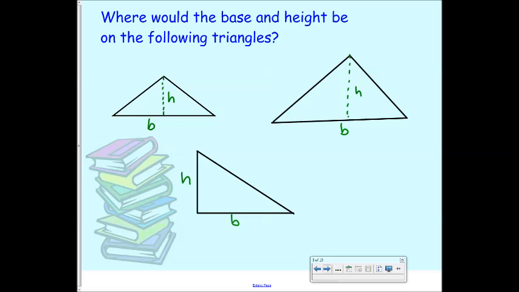I will tell you that no matter what, no matter how many times I repeat myself, people will always forget to divide by 2 for a triangle. So just don't. Try to remember.